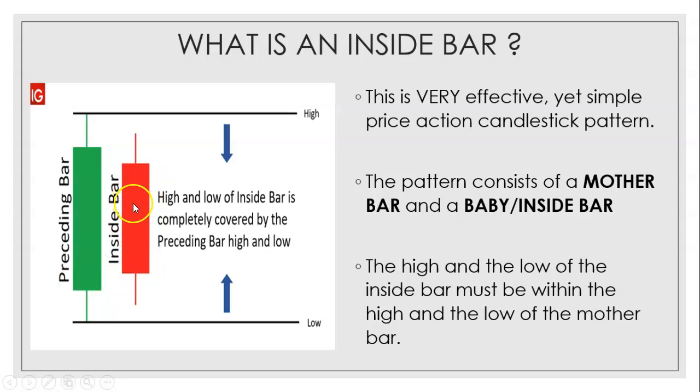Why is this regarded as an inside bar? Because the entire range plus the wicks of this candle, as you can see, is falling right within the high and the low of this preceding bar. So here's a preceding bar and here is an inside bar, because the whole candle, this entire candle, including the wicks, is within the high and the low of the preceding bar. So this is an inside bar and this is a mother bar. All right, hope that's clear.